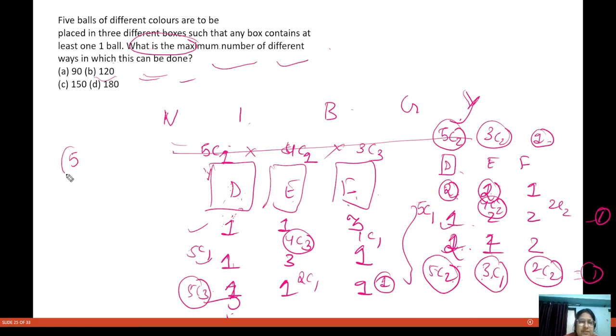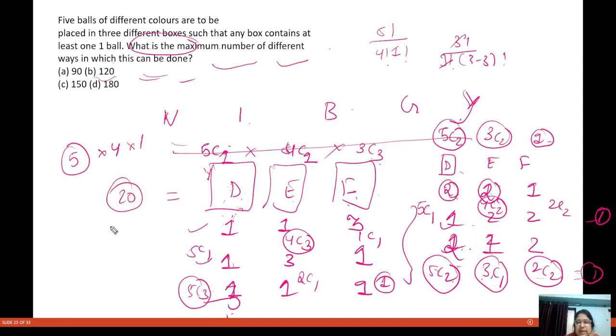The D is 5C1 ways. So this is 5 only because 5C1 is what? Factorial 5 divided by factorial 1 and factorial 4. So this will become 5 only. What is 4C1? 4 only. What is 3C3? Factorial 3 divided by factorial 3 and factorial of 3 minus 3. So that is 1 only. So this case gives us 20 ways.